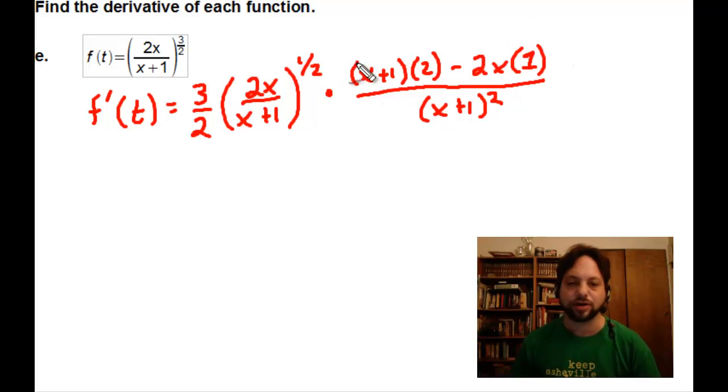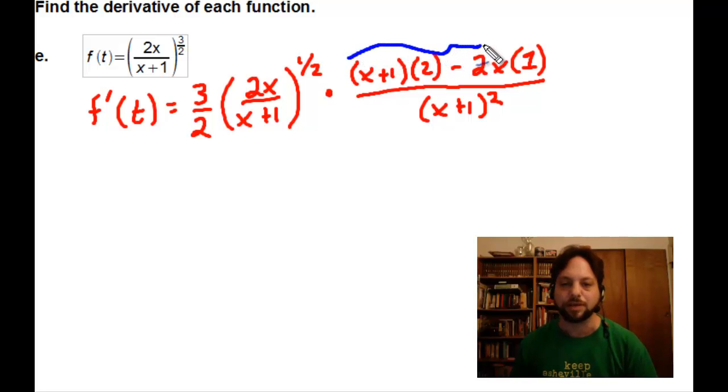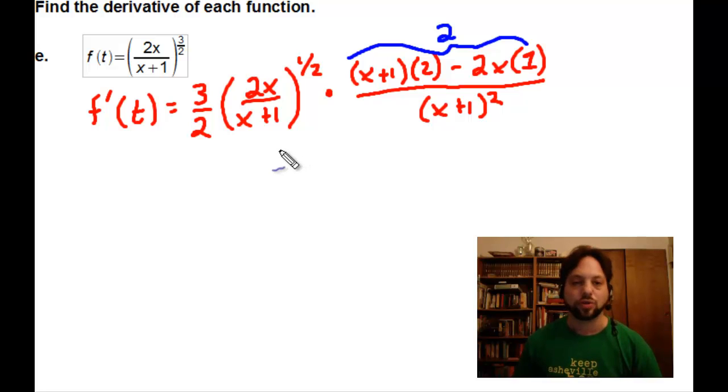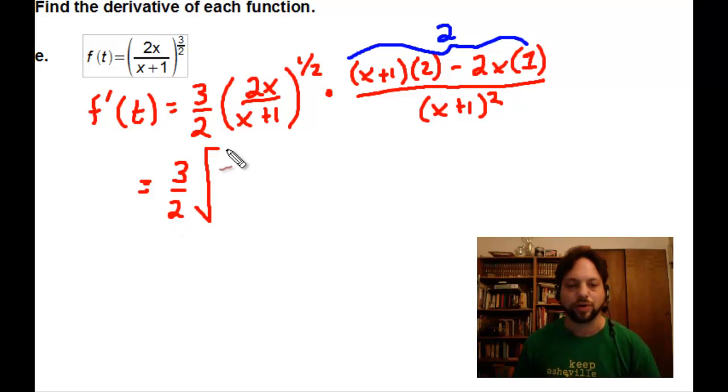Now this numerator looks kind of ugly, but if you do a little bit of math, I think what you'll come to find out is that all of this up here is actually just equal to 2. So what is that going to do for us overall? Well, it looks like we're going to have 3/2 times the square root. I'll go ahead and put the square root on. 2x over quantity x plus 1. And then this function is simply going to be 2 over the quantity x plus 1 squared.